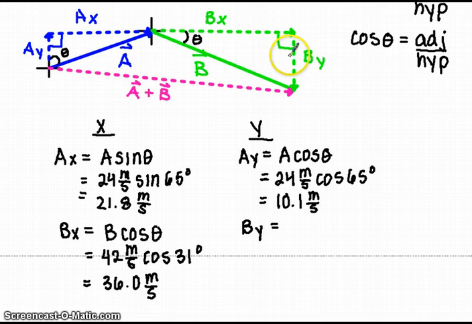And we move to the y component. The y component is opposite of our angle, so we're going to use the sine function. B times the sine of theta, which translates to the hypotenuse times the sine of theta, is going to give us our opposite side. So we have 42 meters per second times the sine of 31.